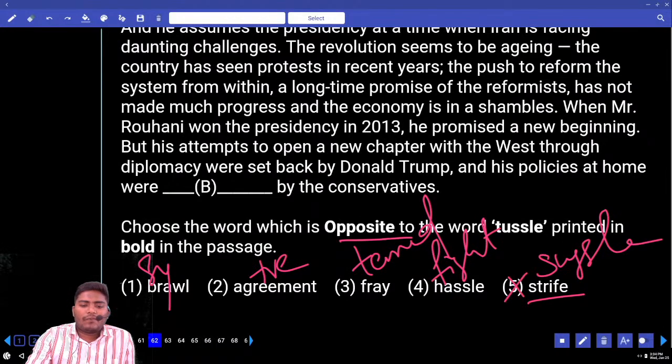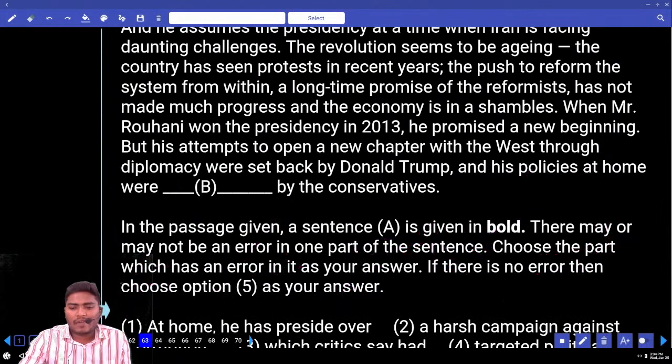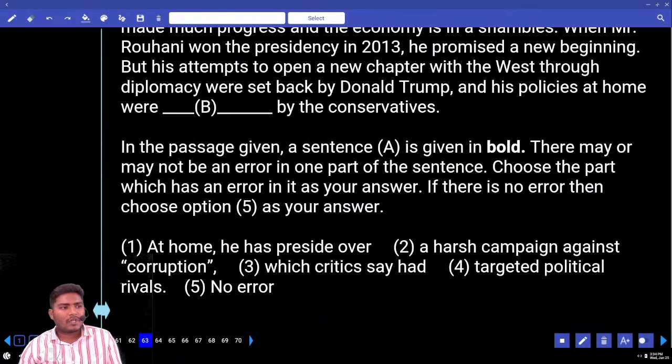Now 5, 4, 3 and 1, these are all negative words only. We need the opposite of tussle. Tussle is a positive word or a negative word? Negative. Now what can be used only? Agreement. Next, move to 63, find the error. You have to tell me the answer, I am not telling it. Tell me the answer.